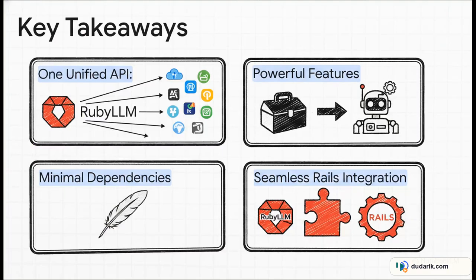So let's just recap the big wins. You get one unified API from more than 14 different LLM providers. You get incredibly powerful features like agents and tools built right in. It's super lightweight with only 3 dependencies, so no bloat. And for all you Rails folks, that acts_as_chat integration is just a dream.